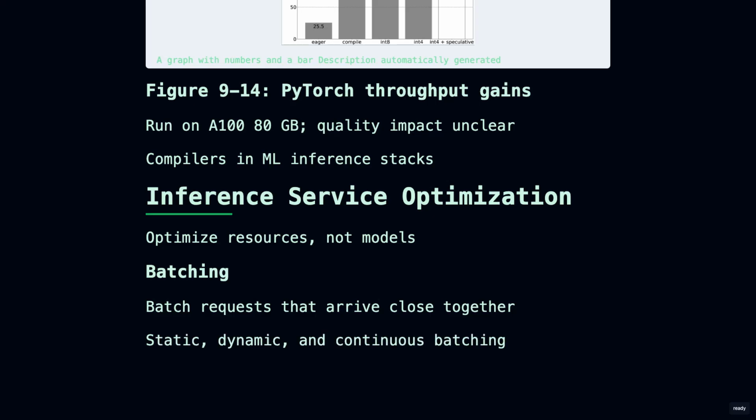There are three batching patterns to know: static batching, dynamic batching, and continuous batching. They mainly differ in how they balance efficiency against user-facing delay.